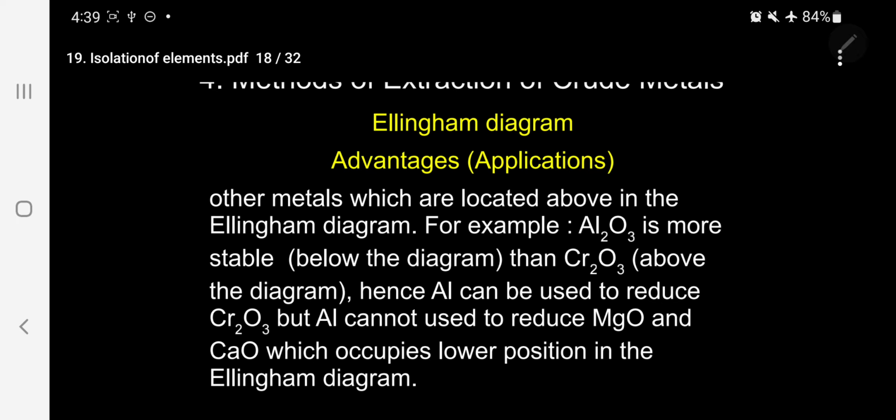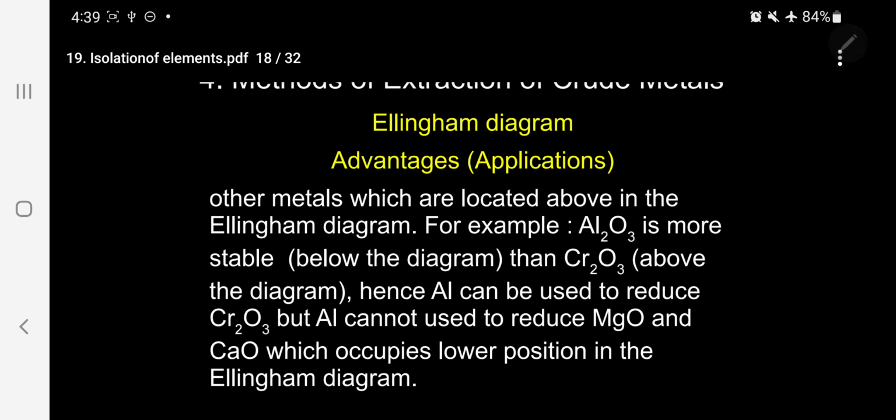Just close your eyes and memorize: the lowermost is calcium, next magnesium, next aluminium, the next iron. Like this, it is the order that should be memorized. Then it will be easy for you. You can tell which metal can be used to reduce. So below aluminium, the only metal present is magnesium.